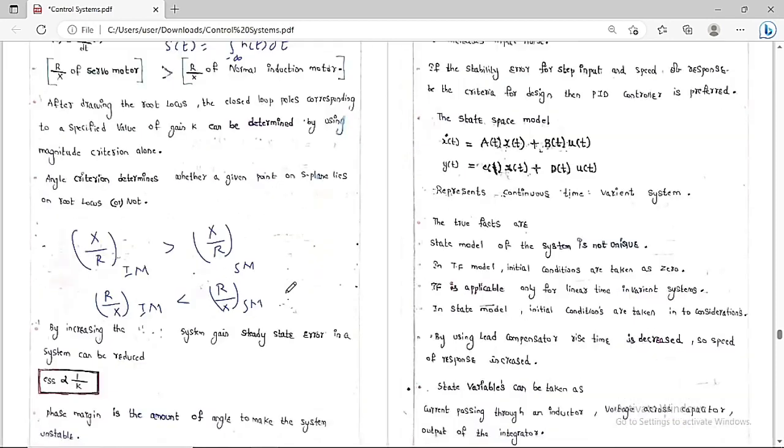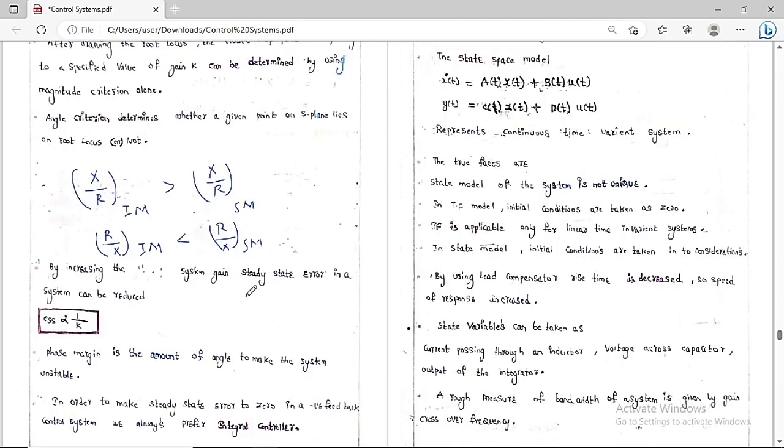The next point is, by increasing the system gain, steady state error in the system can be reduced. So this relation you always have to keep in your mind: the steady state error is directly proportional to 1 by K. As the gain K increases, the steady state error will decrease.